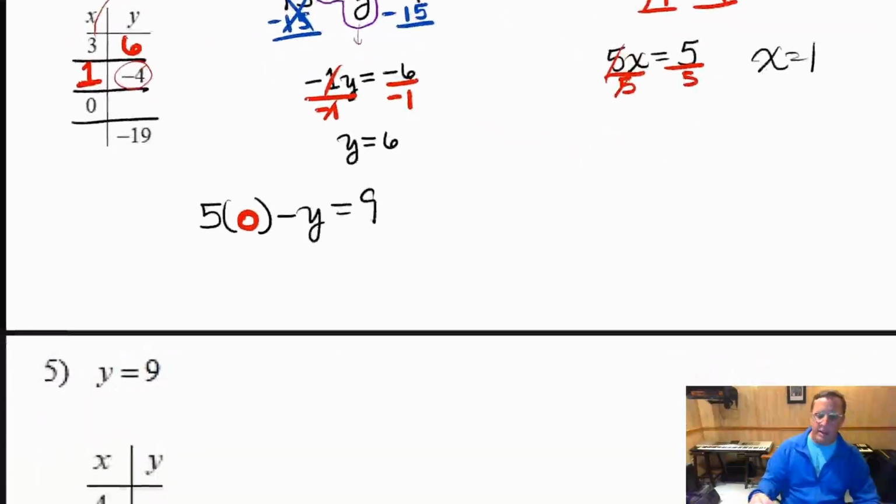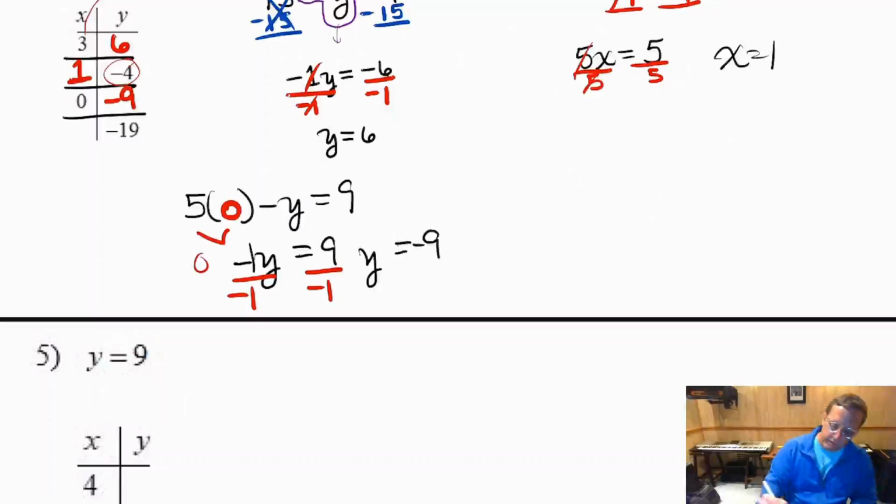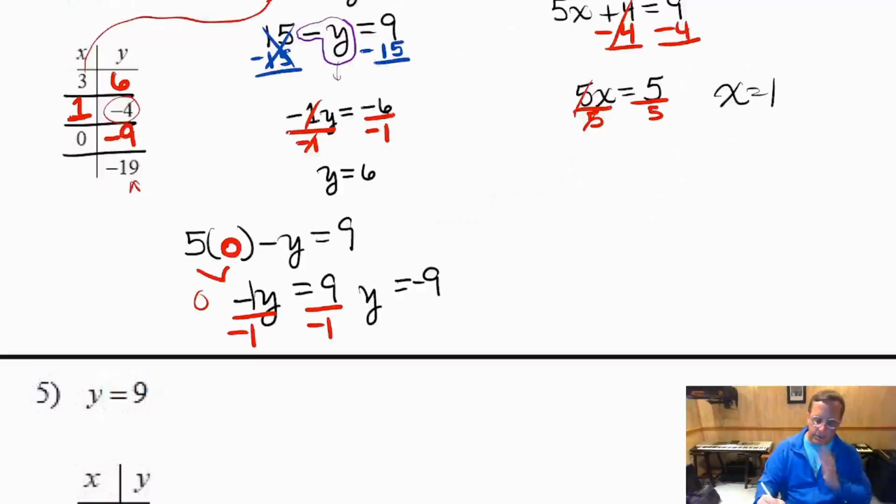And anything times 0 is 0. So now that cancels, and now you're left with -y equals 9, which is the same thing as -1y. Divide both sides by -1, and you should get y is equal to -9. You got that, and we've got one more to do, and we're going to put in -19 for the y.